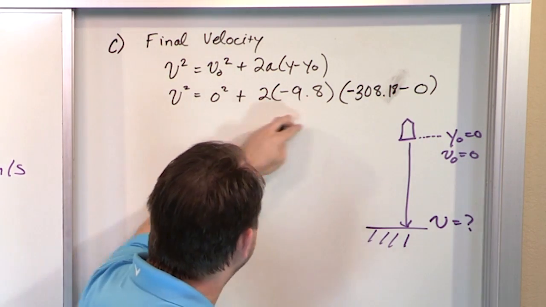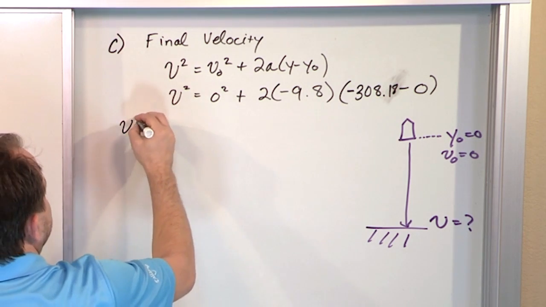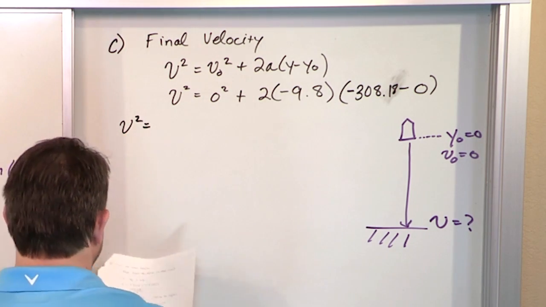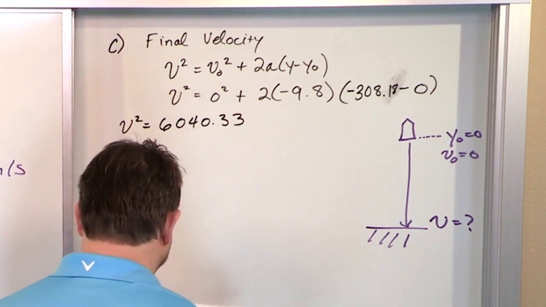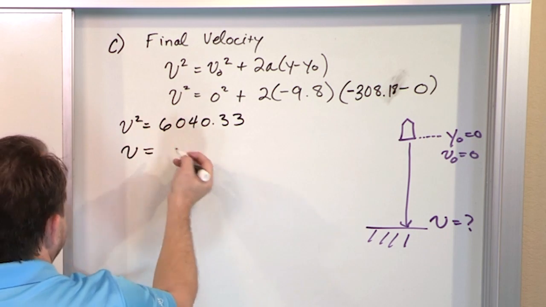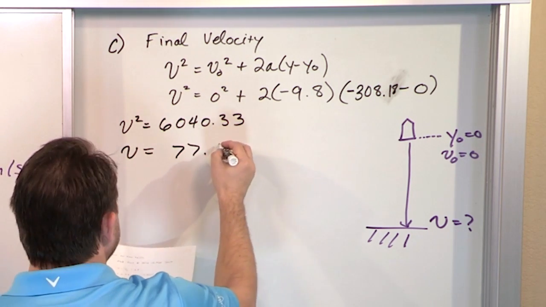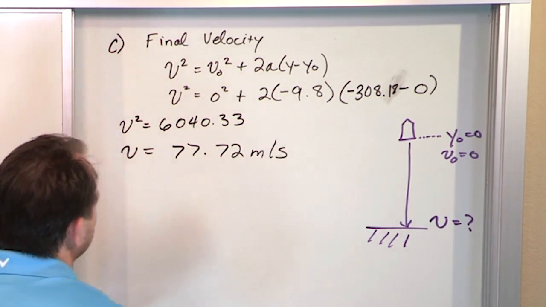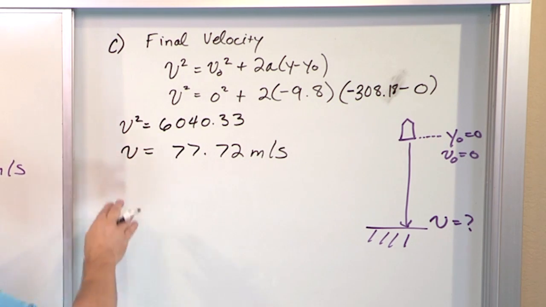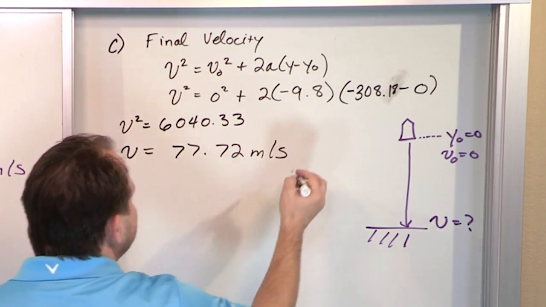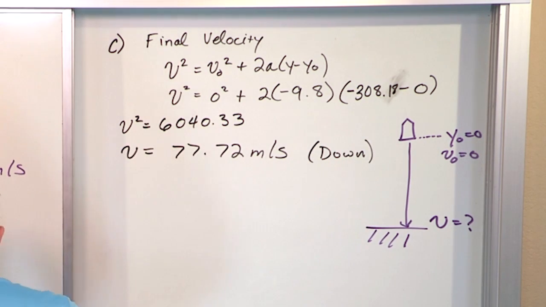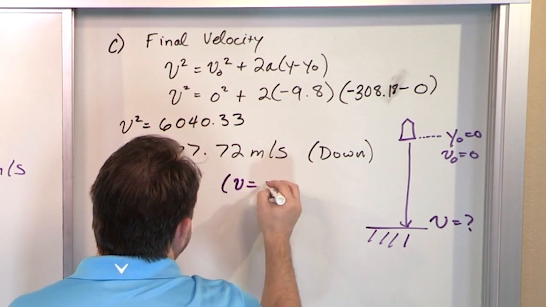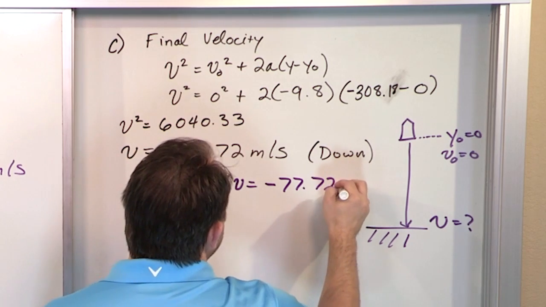Now we have numbers everywhere, and then what we're going to have is v squared is equal to, on the right hand side, 6040.33, and then the velocity you get when you take the square root will be 77.72 meters per second. You have to be a little careful here because when you take the square root, your calculator is always going to give you a positive number, but you know that this is going down. You know that because the rocket's obviously traveling down. So another way to say it is you really know that the velocity is negative 77.72 meters per second.